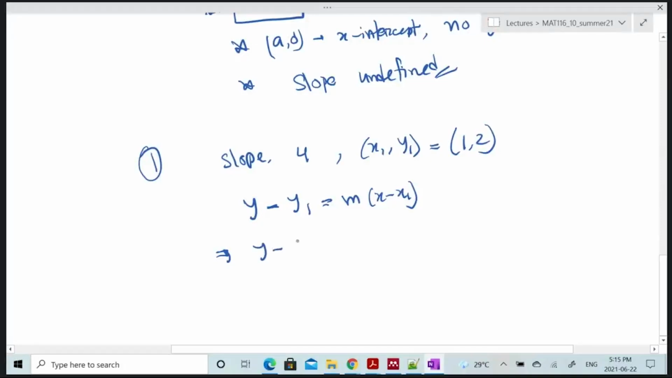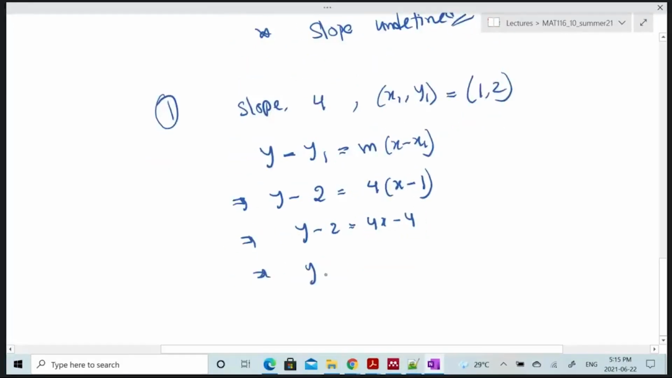y minus 2 equals 4 into x minus 1. Perfect. Now we simplify it. It's gonna be y minus 2 equal to 4x minus 4. Then y equals 4x minus 2. So this is the equation of the line.